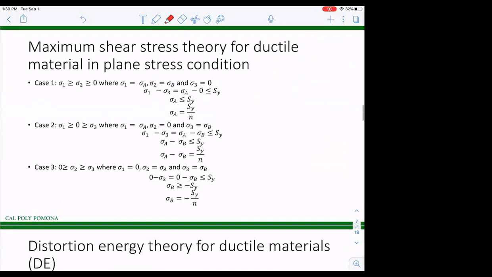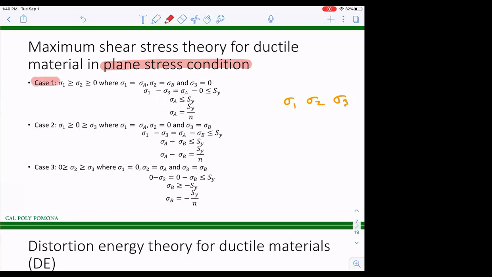Maximum shear stress theory for ductile material in plane stress condition. Now, plane stress condition. What does this mean, people? One of your principal stresses is 0. Right? You have sigma 1, sigma 2, sigma 3. One of the principal stresses will be 0. We're working in a 2-dimensional plane. Correct. So one of them will be 0, but this is how you're going to arrange your cases.